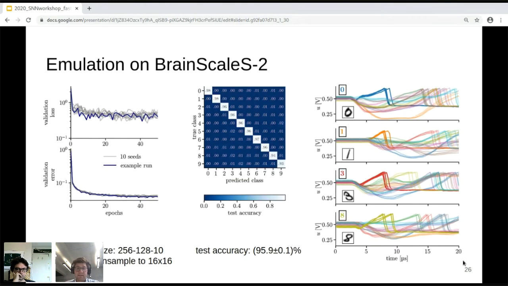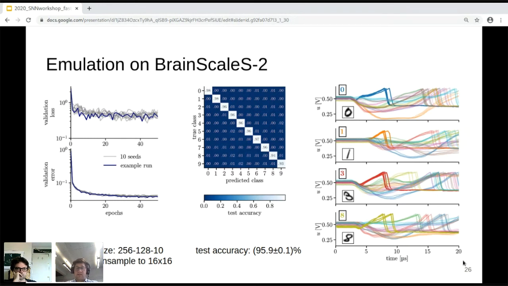Now to the MNIST classification on the chip. Because of the network size, we had to downsample the MNIST input images to 16 by 16 pixels. We still classified full MNIST, so we effectively just made the task harder for ourselves to make it possible to put it on the hardware.